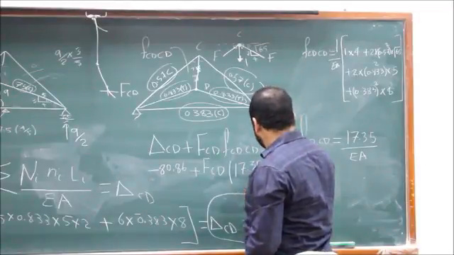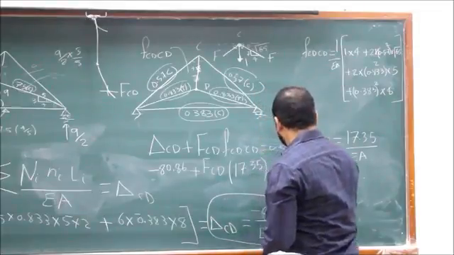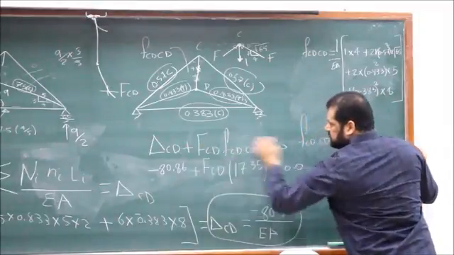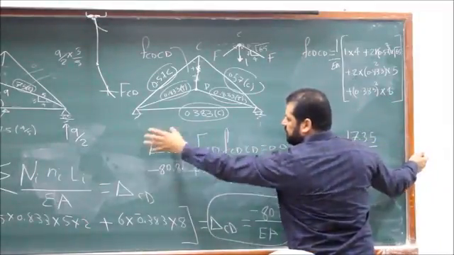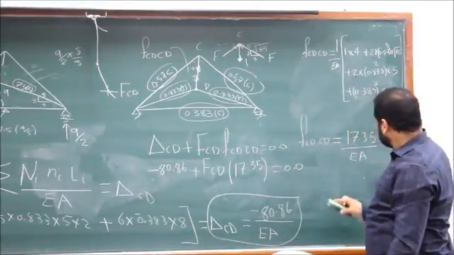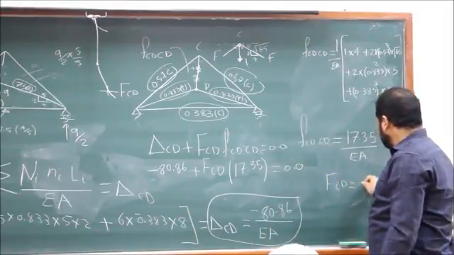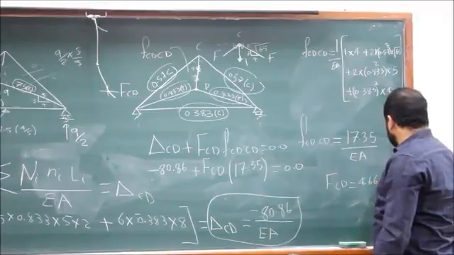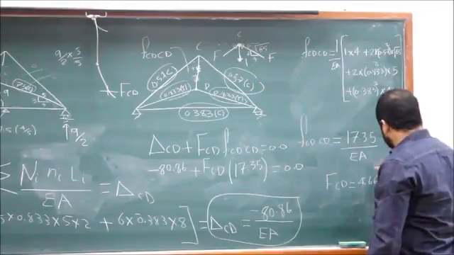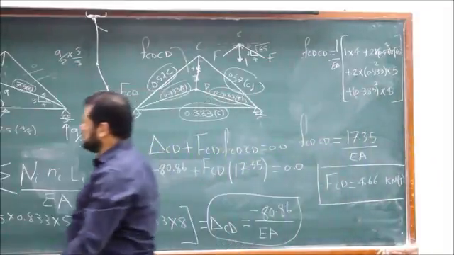17.35 equals 0. So this is minus, plus. This is the equation to keep the sign. If you get this one negative, you put it negative. This is always positive. So we got FCD equal 4.66 kilonewton, right? Kilonewton tension. That's the answer.